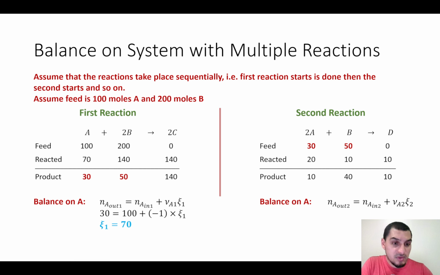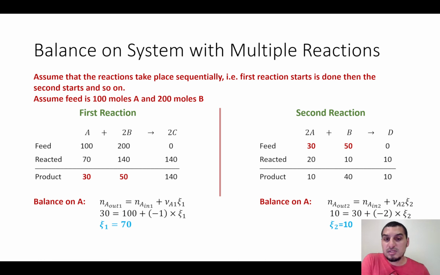And the same for the second reaction. We have the number of moles out: 10 minus 30 equals 30 plus negative 2 multiplied by xi2, and xi2 equals 10. So this is something that we can do. But this is okay, and this is fine. We have no problem with this, assuming that the reactions are sequential.